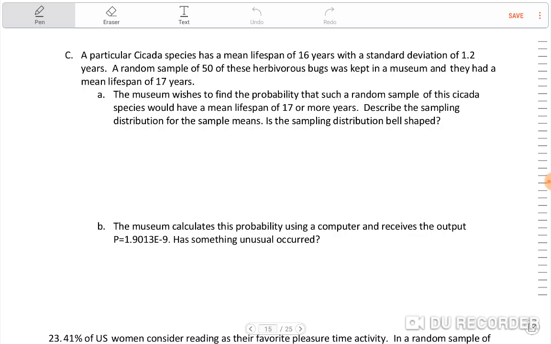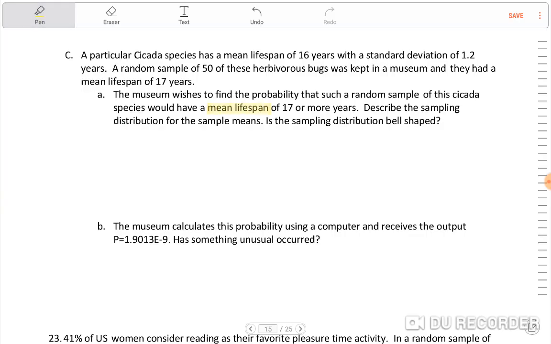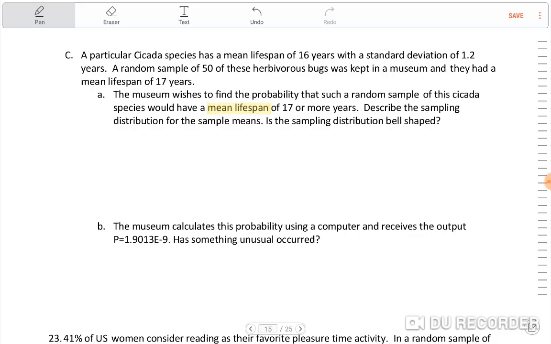So, let's see. What do we have here? What information do we have? Describe the sampling distribution. The museum wishes to find the probability such a random sample of the cicada would have a mean lifespan. Okay, so I see that it says a mean lifespan of 17 or more. So to me, that tells me we're talking about the sampling distribution. So let's check our requirements. It's about a random sample of 50 and the sample's mean. So we need to check the requirements for means.